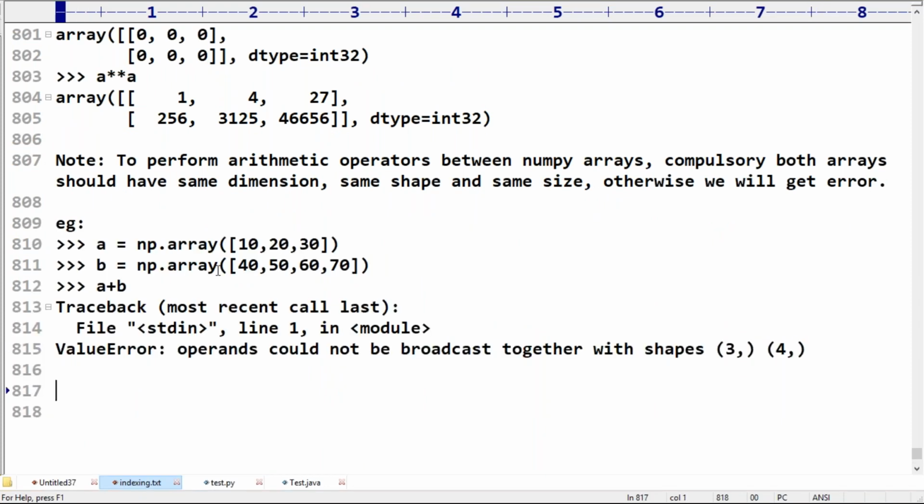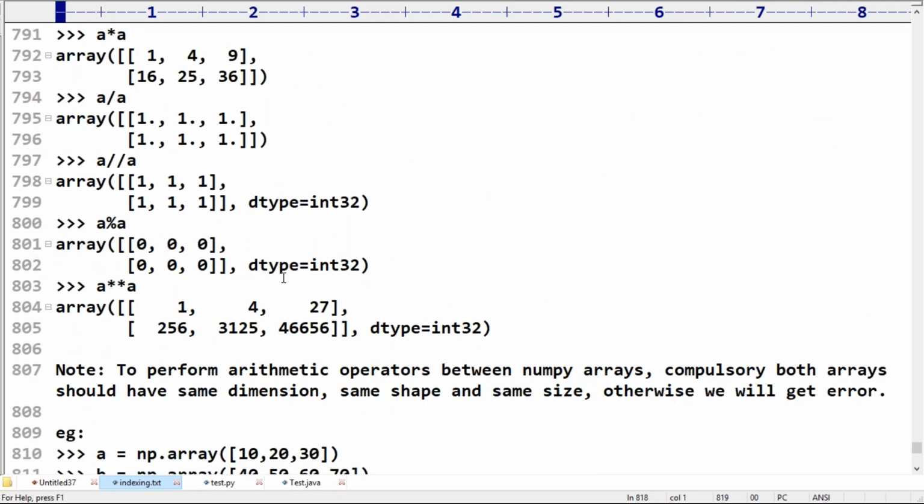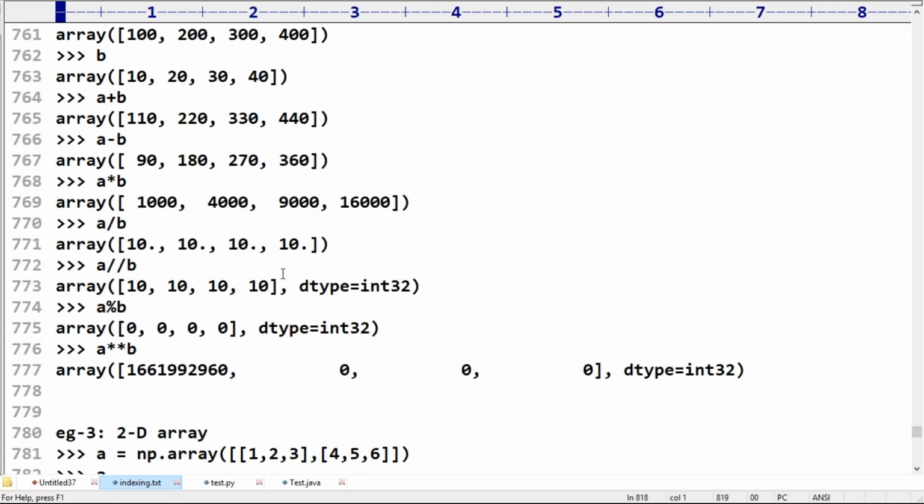To handle these types of requirements, which concept should we go for? I forgot. Anyone, can you please remind me? Broadcasting. How we can perform it, that part I will take care of, don't worry. So arithmetic operators on arrays, is it very clear for you people?